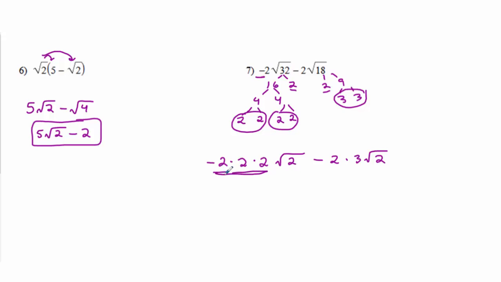So I need to multiply this out. That's -8 square roots of 2. I need to multiply this. That's -6 square roots of 2. So do I have like square roots now? So I can just add the numbers in front. -8 plus -6 is -14 square roots of 2. The square root doesn't change whenever we add square roots together because it's the same as like -8x minus 6x is -14x.